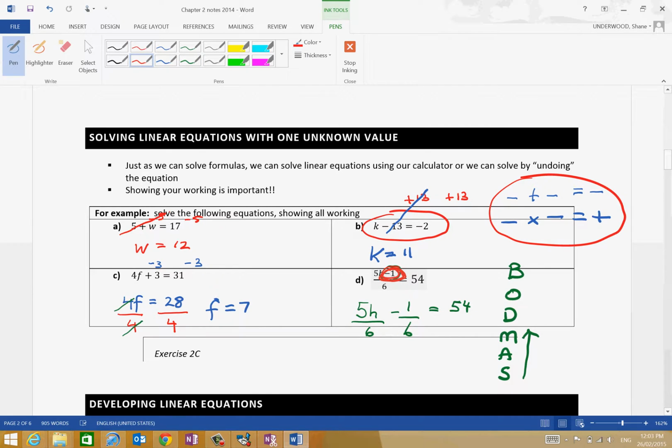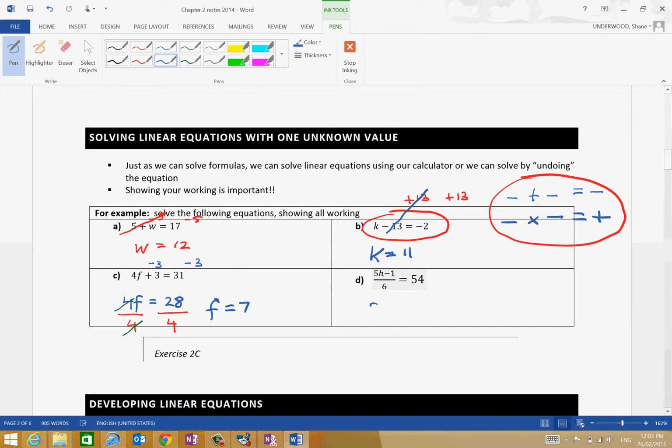What do you have to do? You've got to get rid of the fraction. So that's the exception. How do I get rid of the fraction? Times 6. Absolutely. So I'm going to get rid of BODMAS now because that's like year 8 stuff. But we do have to get rid of that 6.